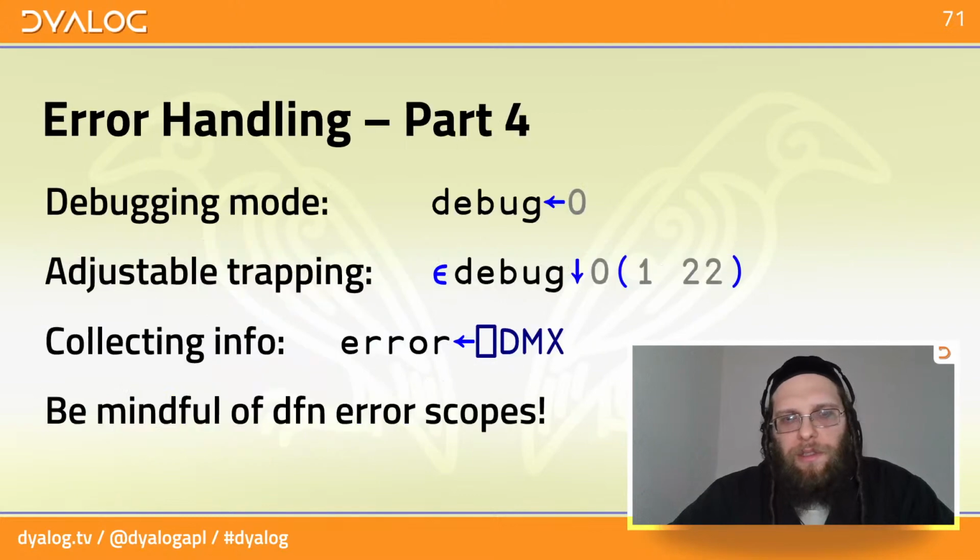And with that, this is what we went through today. How you can set a level of debugging, and you can use APL expressions to adjust exactly which errors are being trapped at what point, and how we can collect the error information from the error that happened and use that in various ways, and the warning that if you're using error handling inside dfns, you want to be really careful about it. Don't forget to test your code.